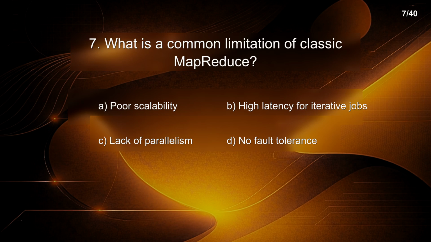Seventh question. What is a common limitation of classic MapReduce? A. Poor scalability. B. High latency for iterative jobs. C. Lack of parallelism. D. No fault tolerance. Correct answer is B. High latency for iterative jobs.